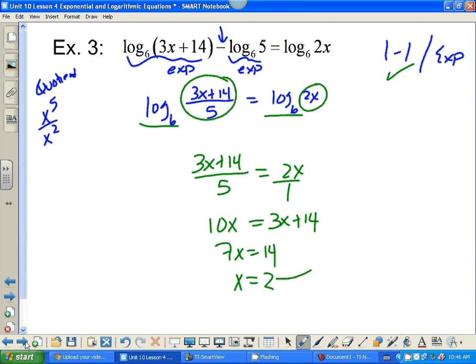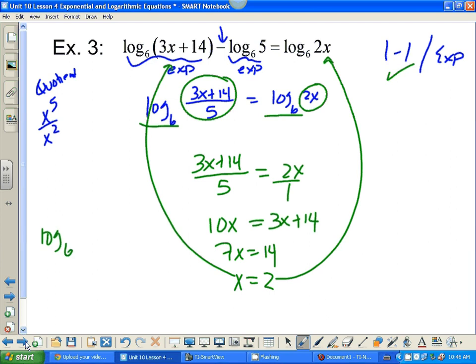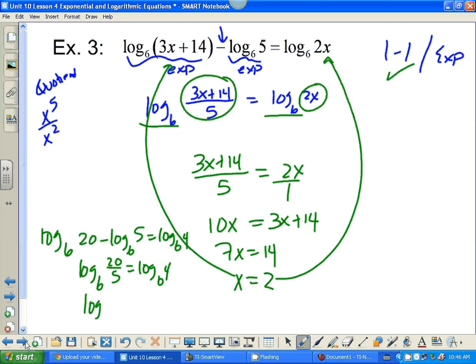If I put 2 back into here, I get log base 6 of 20 minus log base 6 of 5 equals log base 6 of 4. And if I use my properties of logarithms, notice that these are equivalent, and it's acceptable to have a power of 6 that gives me 4. So x equals 2 is my answer and life is good.